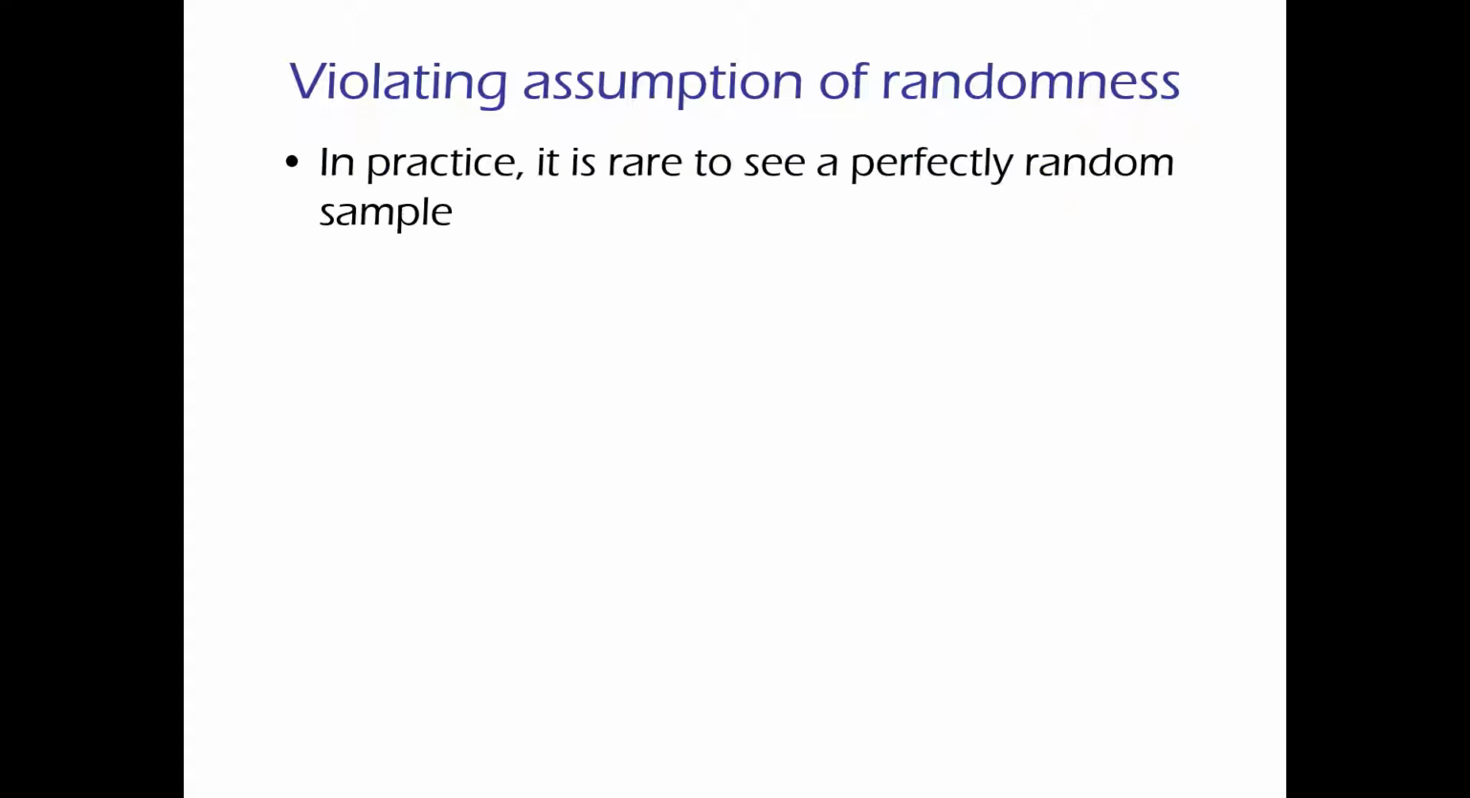So what can we do when the assumption of randomness is violated? First, we need to know that in practice, it is extremely rare to have a perfect random sample. Even if all the subjects are selected using random sampling, low participation rates, high loss to follow-up, and other factors may all compromise the randomness of the sample.